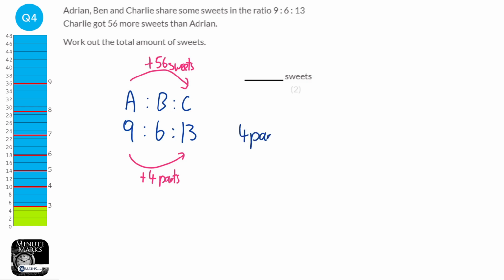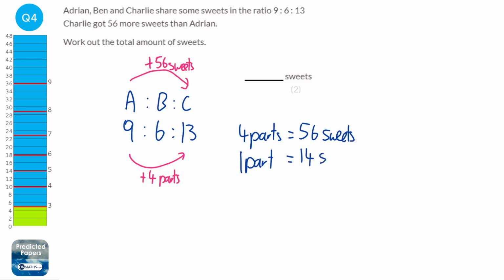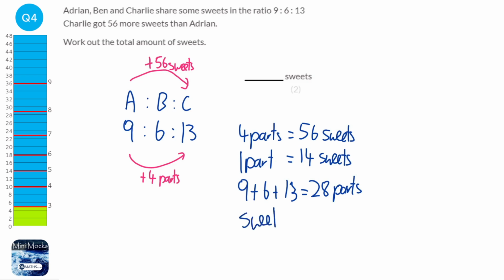So 4 parts are worth 56 sweets. So one part would be 56 divided by 4, which is 14 sweets. So all we need to do now is work out how many parts there are. Well, there are 9 plus 6 plus 13 parts, which is 28. And each part is worth 14 sweets. So the total number of sweets will be 28 times 14. So 28 times 14 is 392.